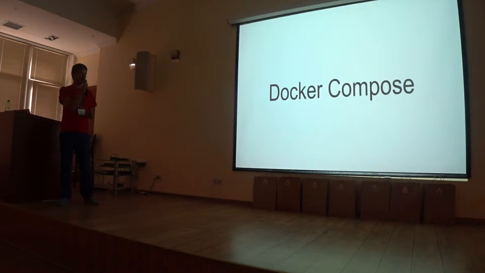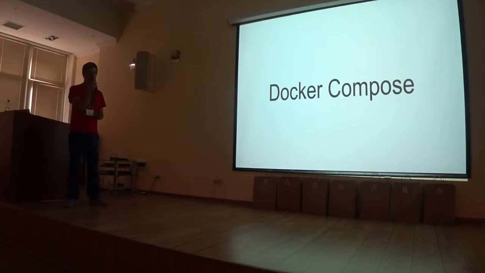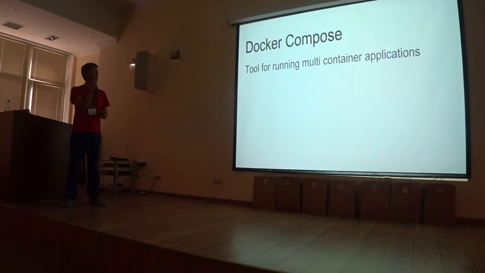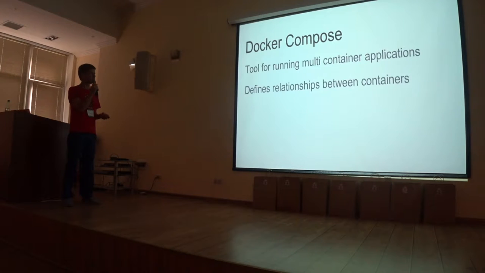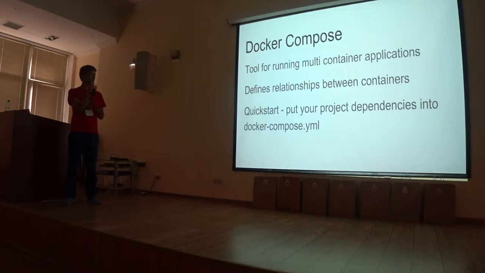Docker Compose. The way I started using Docker was actually not dockerizing the application itself. It was dockerizing the database servers, Redis, etc. I suggest that when you start using Docker, you should start from the dependencies. What is Docker Compose? A tool for running multi-container applications, grouping them together, and defining relationships between containers. You can set what part of your application depends on what another part. You can define project dependencies in Docker Compose.